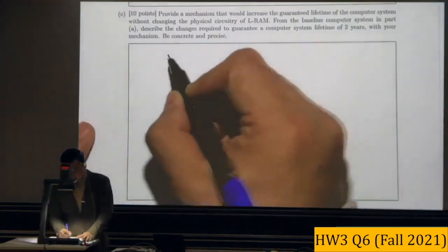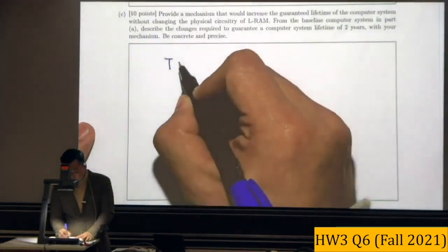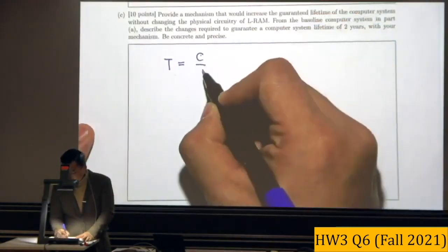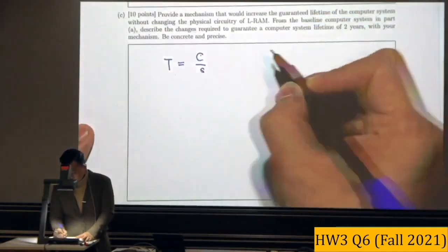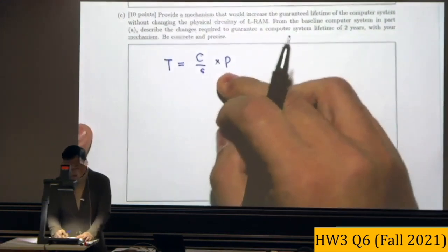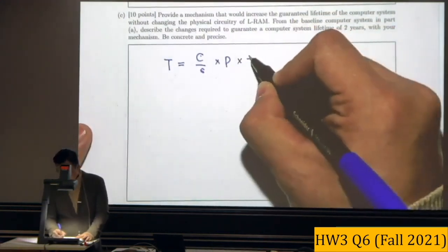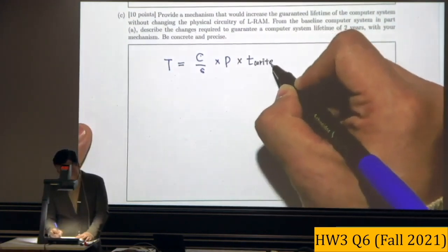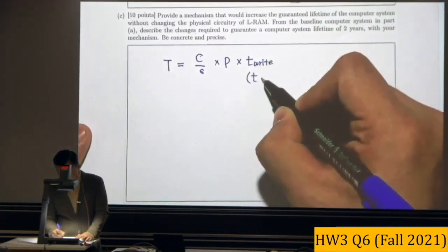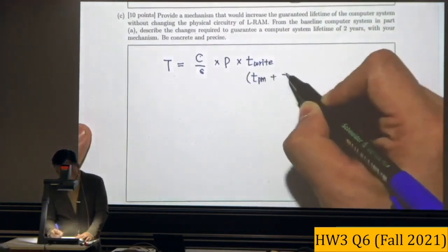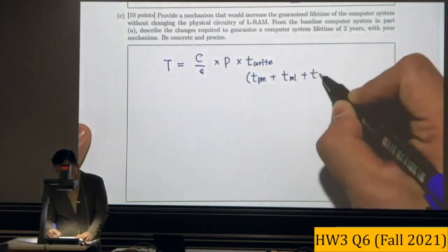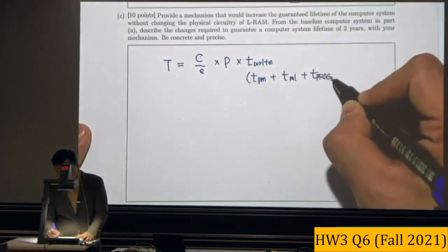Okay, so again, the guaranteed lifetime should be capacity over request size, and in this system, program cycle, limited program cycles, and effective write latency. And effective write latency is composed of processor to memory controller transfer time, memory controller to LM transfer time, and the program latency of LM.